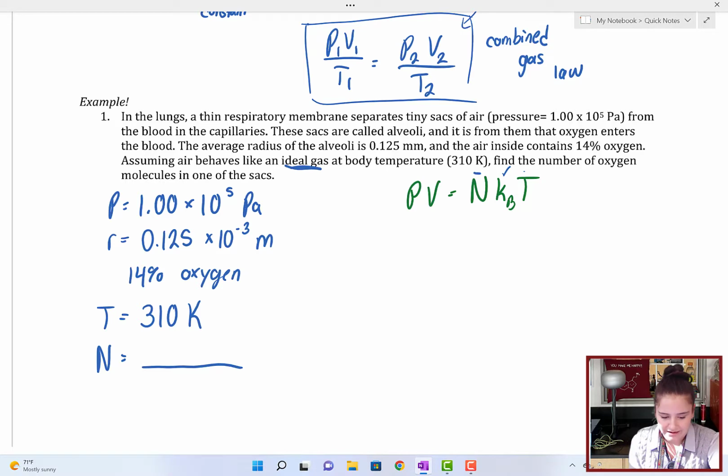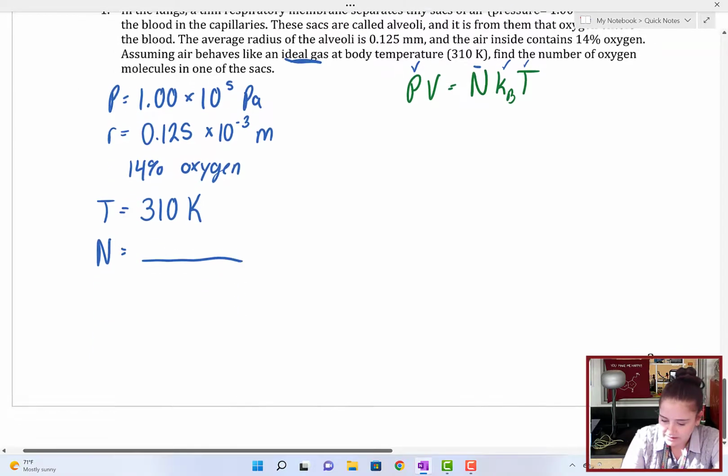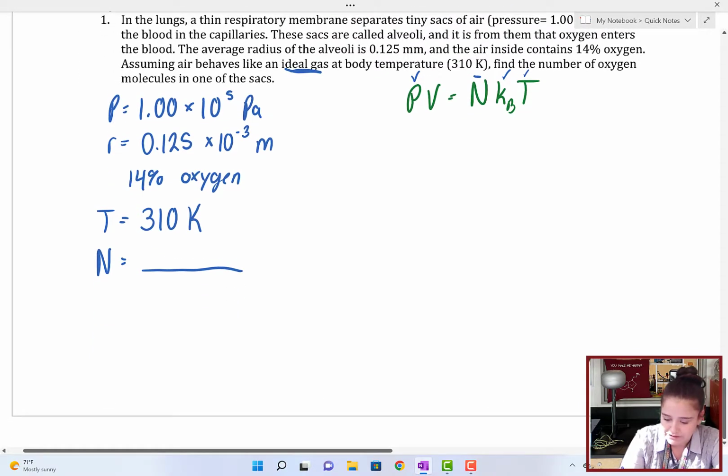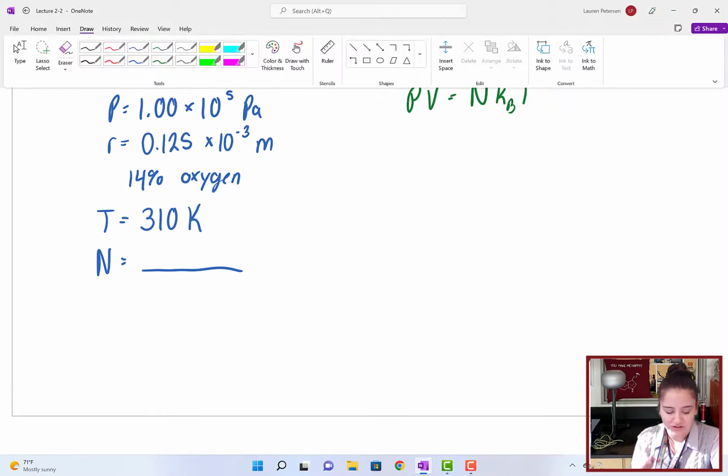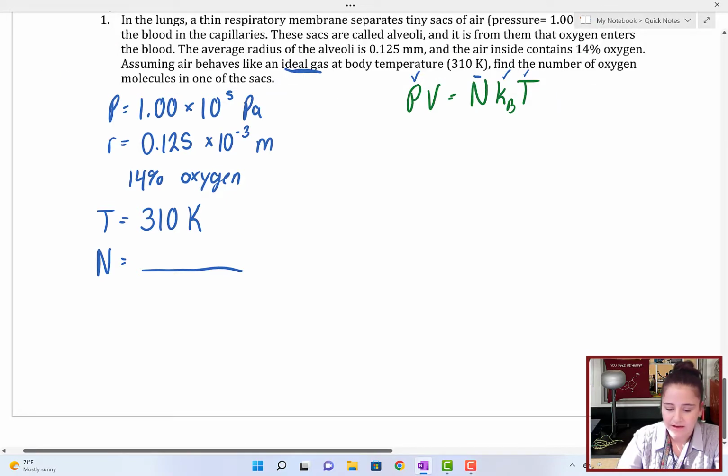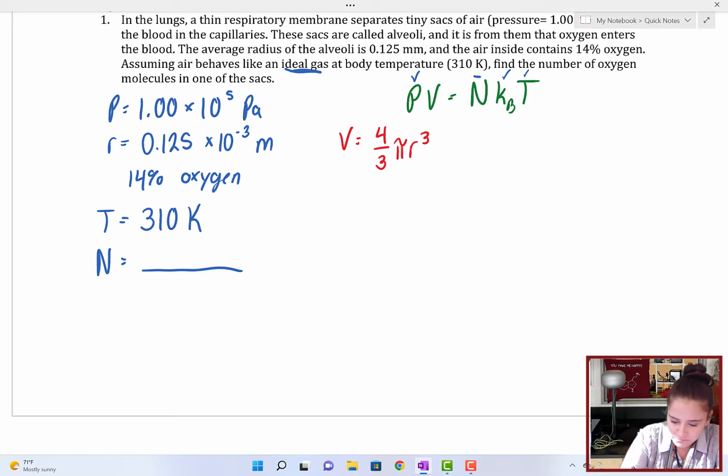Okay, so there's a lot going on here. I know I'm going to be looking for the number of particles. I know my constant, I know my temperature, I know my pressure, and I do have enough information to find my volume. They are little tiny sacs of air, so we can assume that they are spheres. So the volume of a sphere is equal to 4/3 pi r cubed.